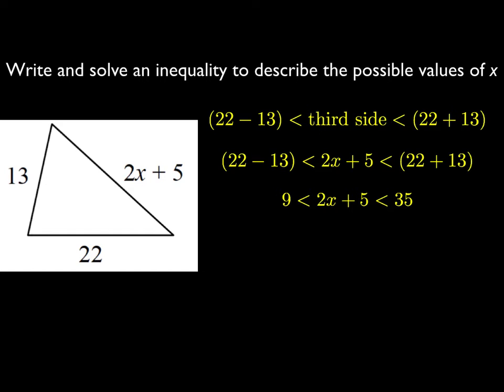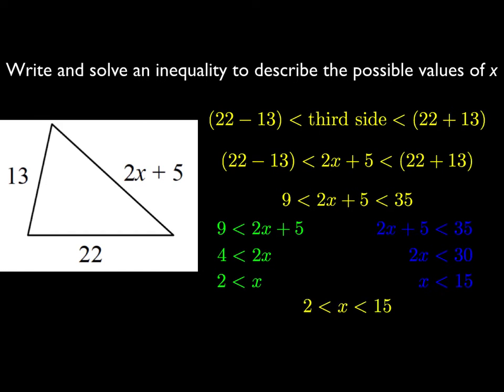If you break that up into two separate inequalities, you can see that 9 has to be less than 2x plus 5. Subtracting 5 and dividing by 2, you get that x must be greater than 2. And likewise on the other side, you know that 2x plus 5 has to be less than 35. So that means x has to be less than 15. And we can bring it together and say, therefore, x has to be bigger than 2, but less than 15.